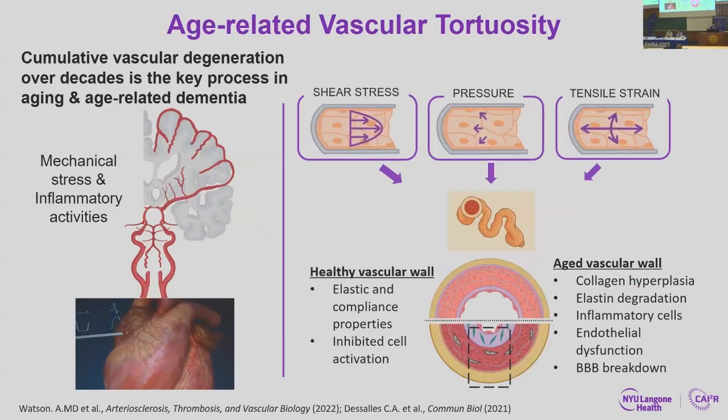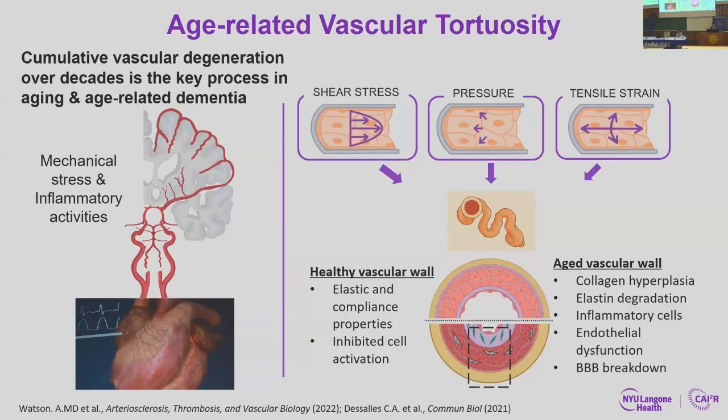And so what drives the tortuosity? We think it is the accumulative and decades-long assault from both the mechanical and the inflammatory activities on the vascular wall.